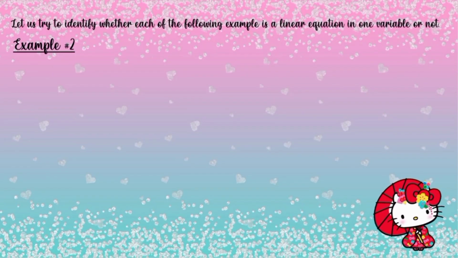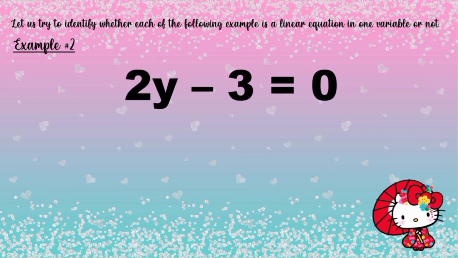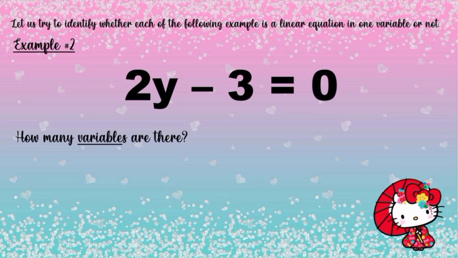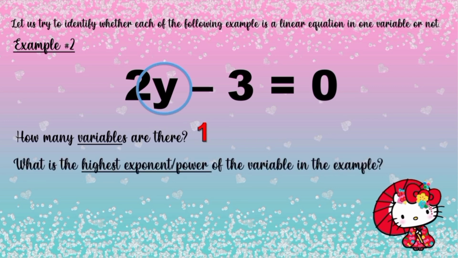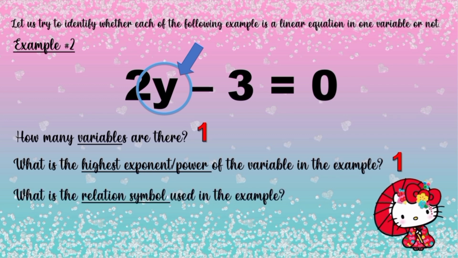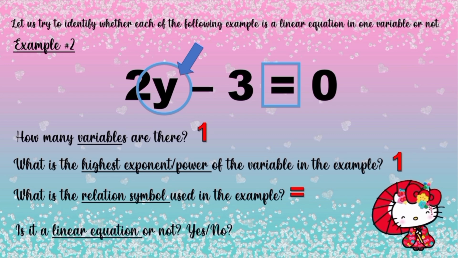Example number 2. 2x minus 3 is equal to 0. How many variables are there? We have letter y and that is only 1. What is the highest exponent or power of the variable in the example? Our exponent is 1. What is the relation symbol used in the example? That is equal symbol. Is it a linear equation or not? Yes, this is an example of linear equation.